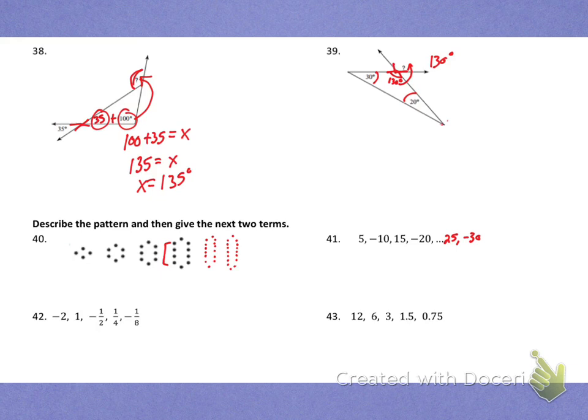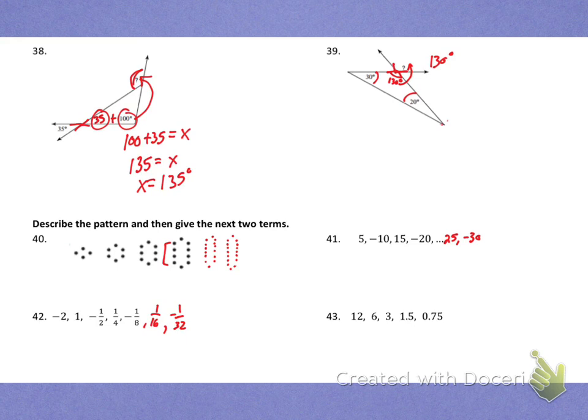All right, we have negative 2, 1, on and on and on. So I keep going all the way down. It looks like it just keeps being divided by negative 2, I believe. So then that would make this 1/16, and then the next one would be a negative 1/32.